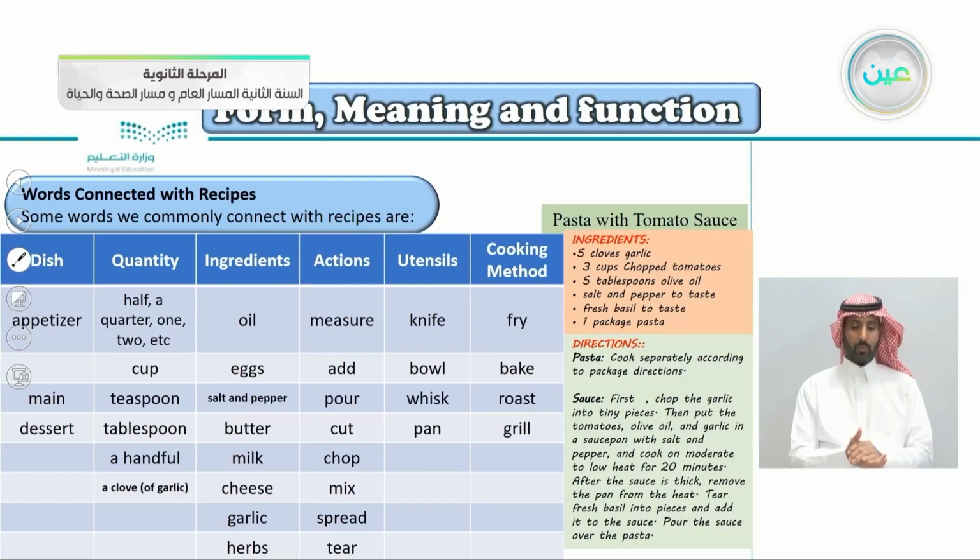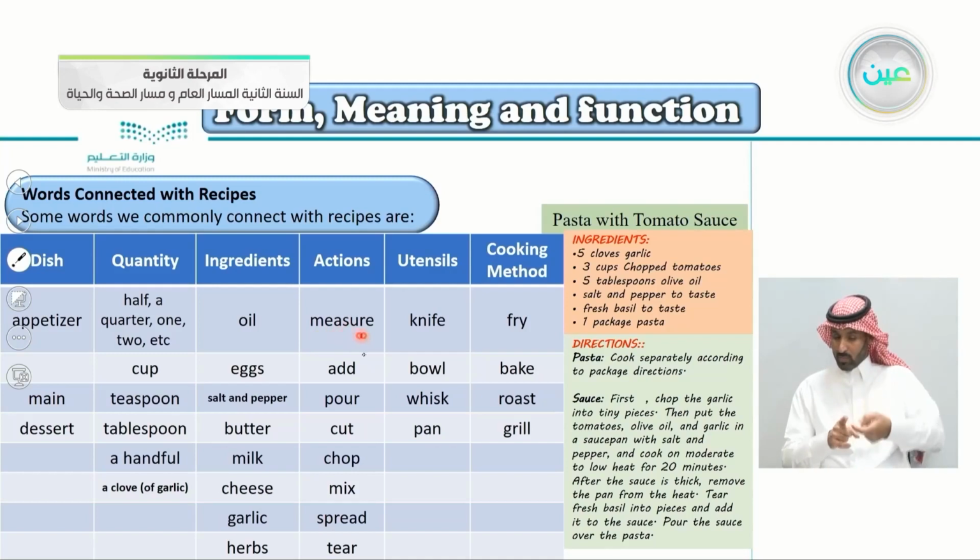Actions, what you do while you cook: you measure. You measure 1 gram, 2 grams, 1 kilogram, and so on. You add things together. You put things together. You pour, especially the liquids, of course. You pour oil or milk. You cut the vegetables or chop, of course. Then you mix, spread, tear, and so on. So these are the actions you do while you are cooking.